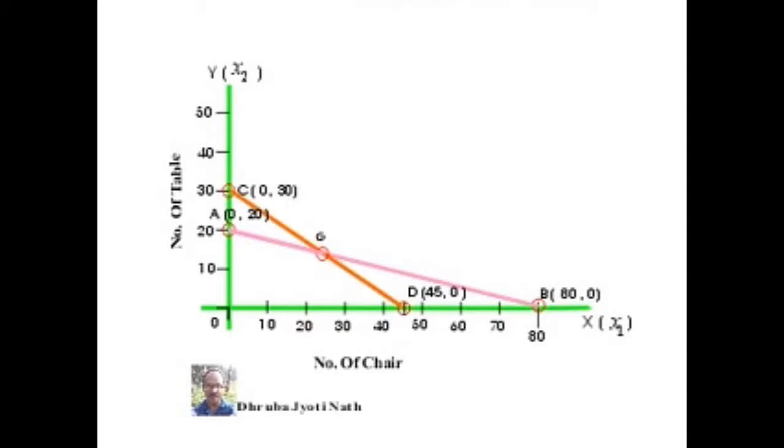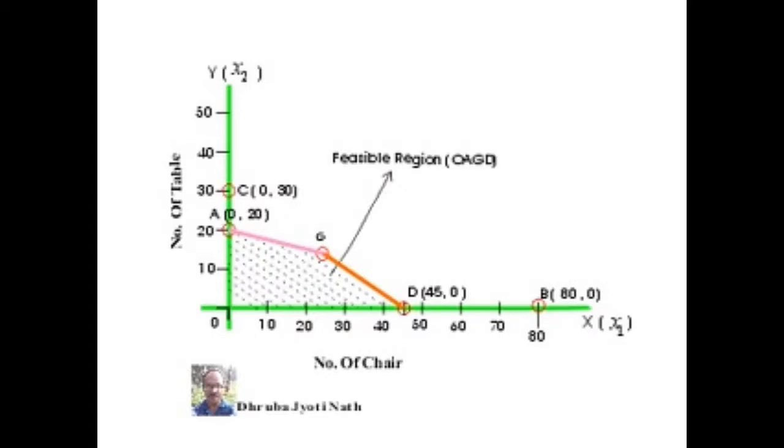Both AB and CD lines cut each other at point G. The common area covered by both AB and CD below them towards the origin is OAGD. This area is known as the feasible region. In this area, all constraint functions are satisfied at any value of the variables.